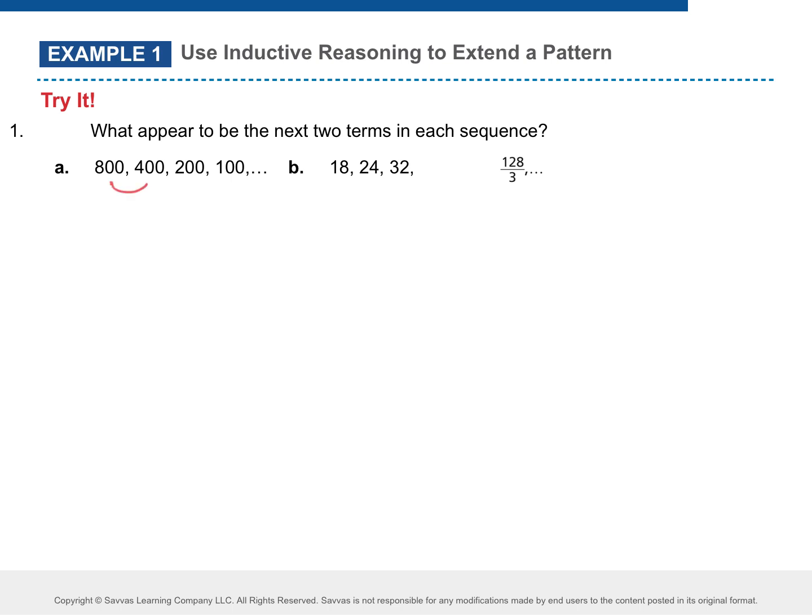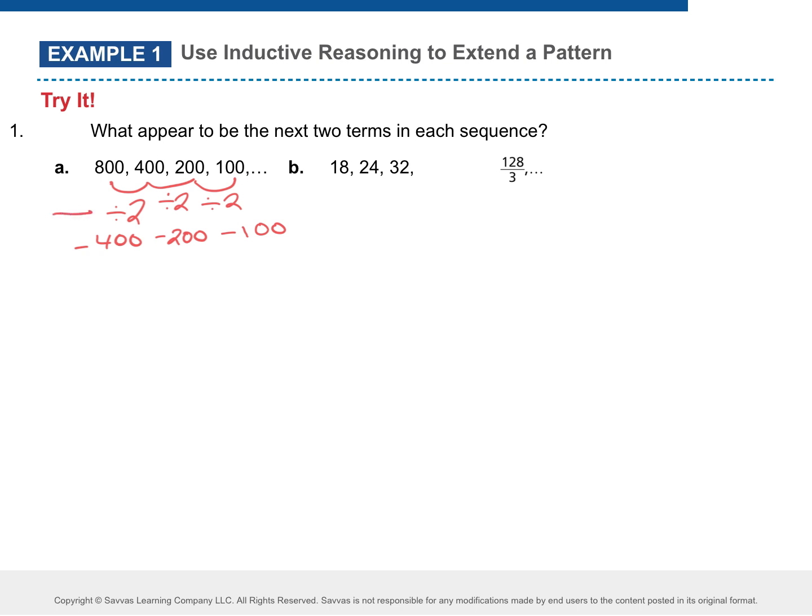800 and 400. Minus 400. Anybody say anything else? Divide by 2. Okay, we're going to stick with both for now. What about 400 to 200? Divide by 2. Can I assume the next one is divide by 2? Nope. What's happening here? Dividing by 2 or subtracting 100.